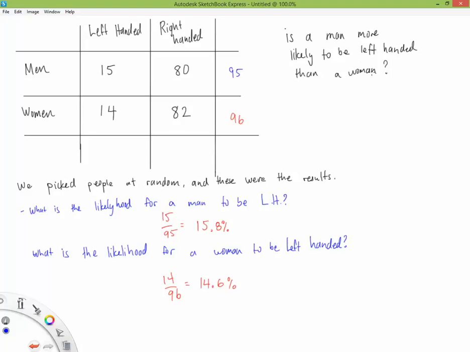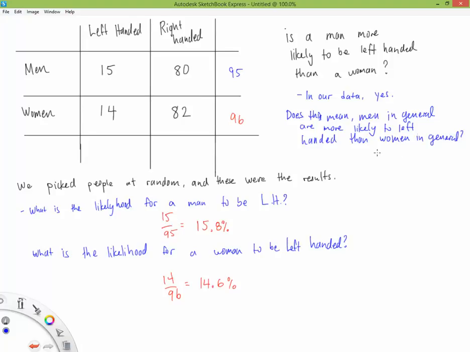Okay, so is a man more likely to be left-handed than a woman? So the answer here is going to be, in our data, yes. Okay? And then the next question, does this mean, however, men in general are more likely to be left-handed than women in general? Okay, and the answer here was probably not. Okay, I'm going to just say no. We'll have to gather more data. But does this line of reasoning make sense? I just want to make sure. Anybody who's struggling with this.